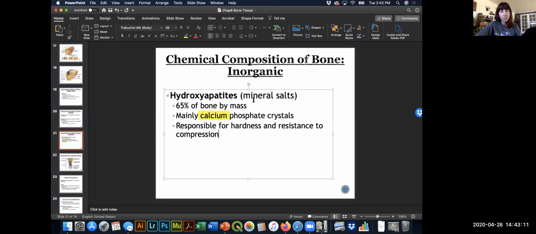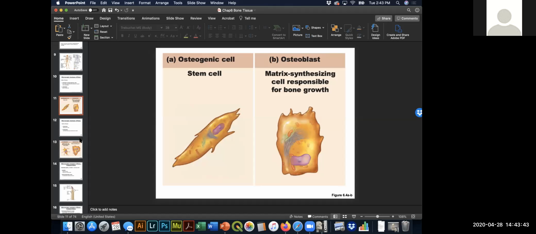When we say organic or inorganic, that's just the name of it, right? It's just a descriptor. Organic as in living and inorganic as in non-living. Inorganic is just the part that's not alive, so it's just the minerals, just calcium. And then the organic part is the part that's actually living, which is basically just the different types of bone cells.